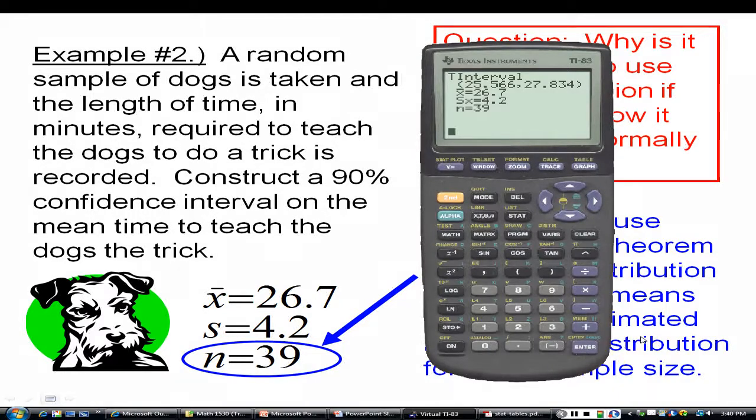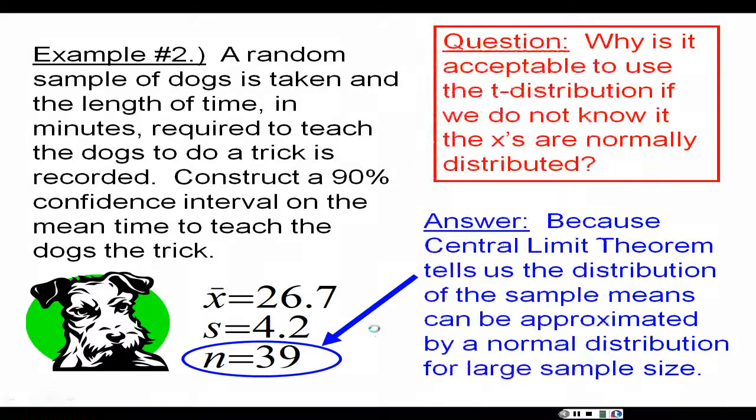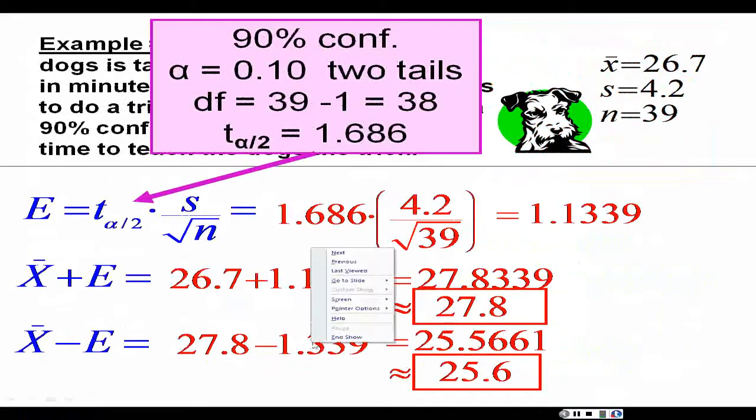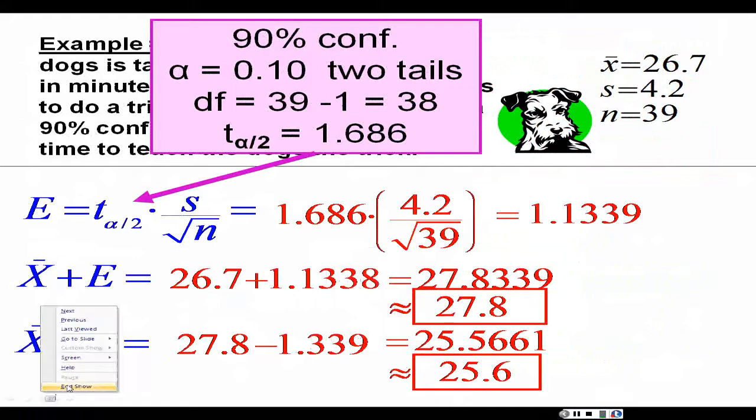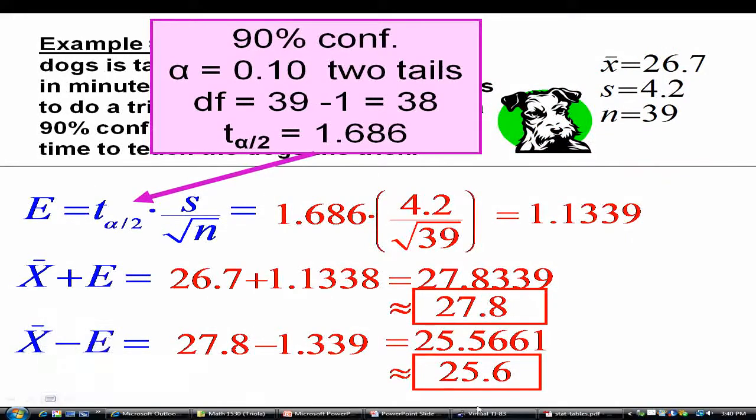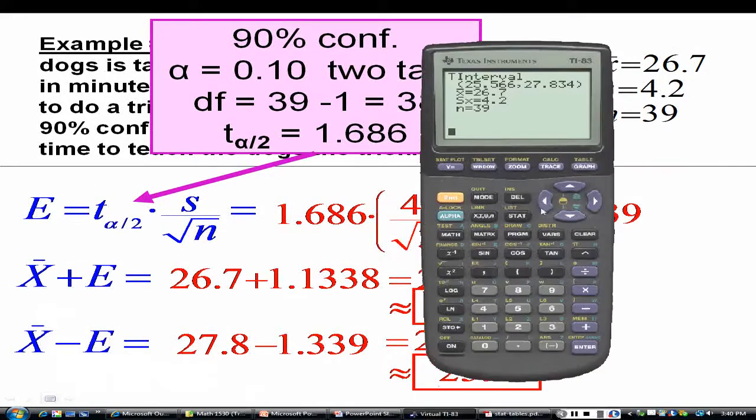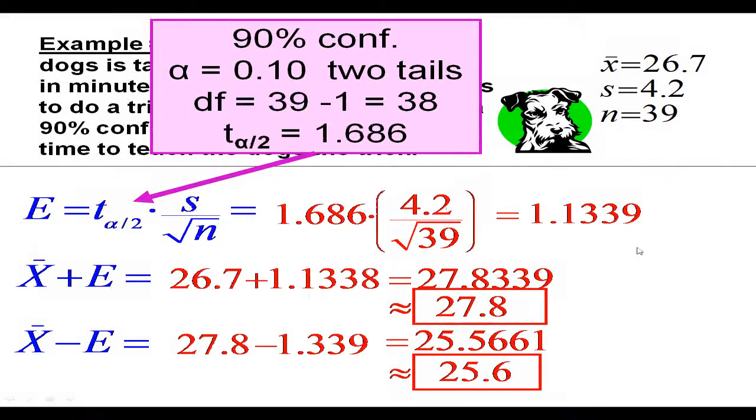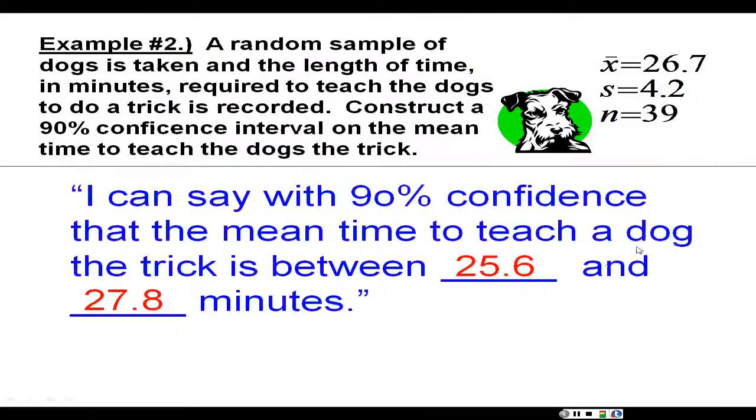Your answer is going to be that it's between 25.6 and 27.8, which is close to what we had. So you can use the calculator to do this.